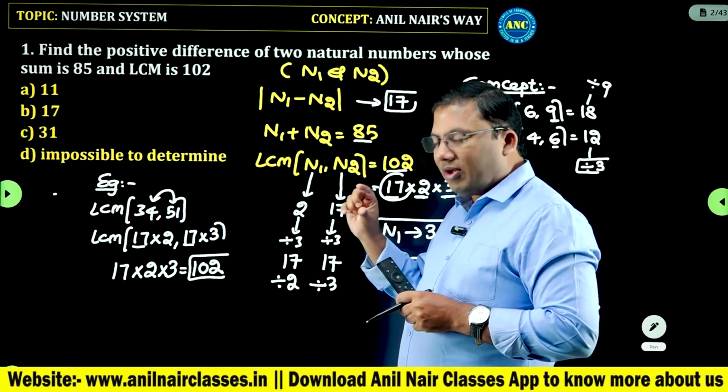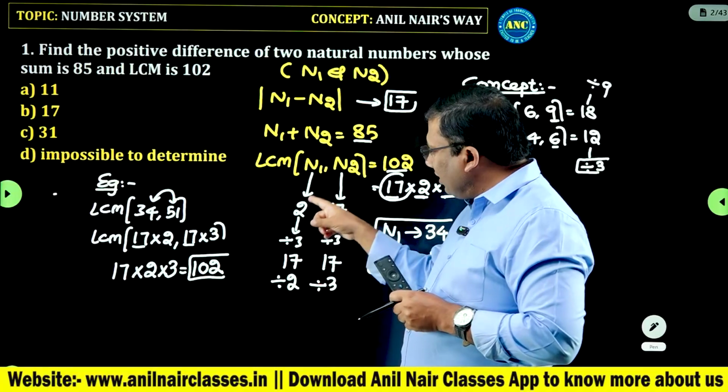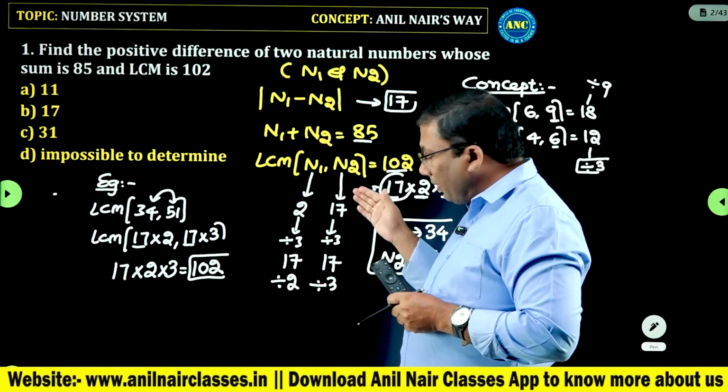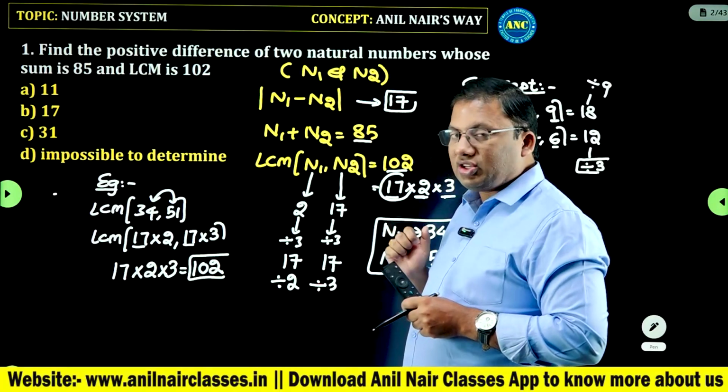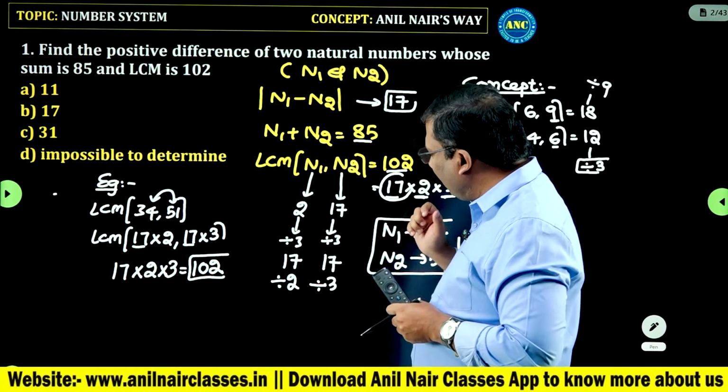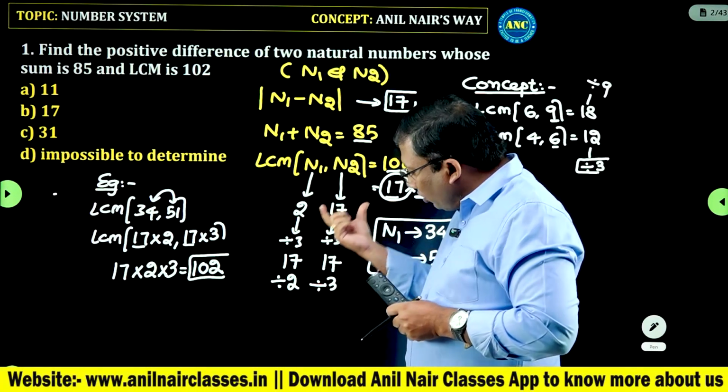First case, only one number I am keeping. For 2, either this or this, I kept this. For 3, either this or this, but it is not satisfying the condition. N1 plus N2 is equivalent to 85. Therefore I eliminated it. I got both the cases.